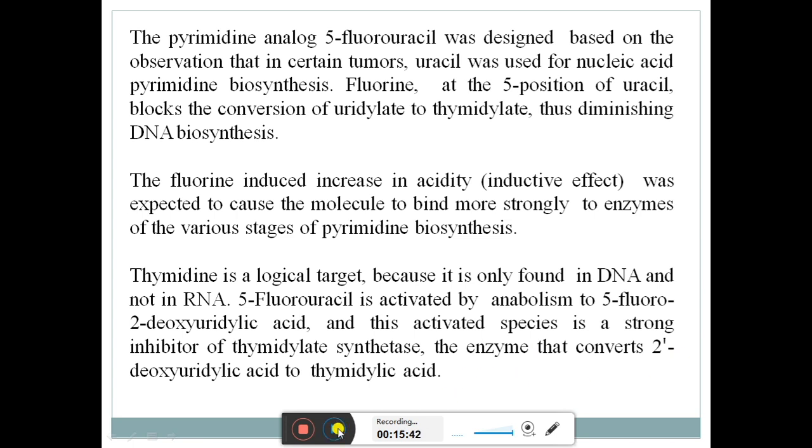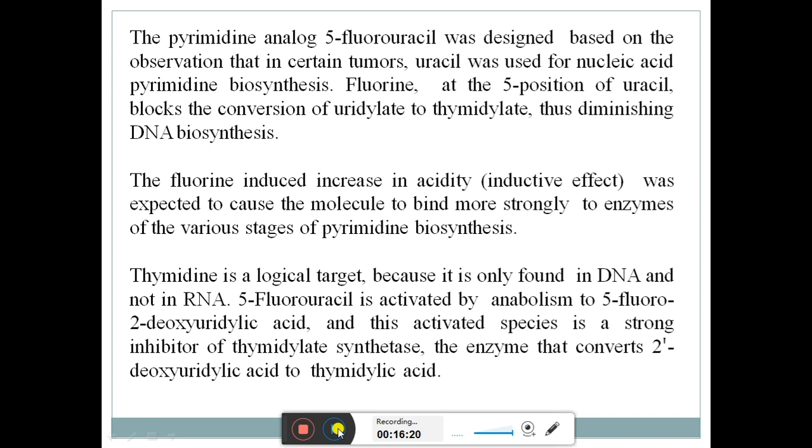The 5-fluorouracil is one having a 5-fluoro group on the uracil molecule. So it's a pyrimidine analog which is used in the treatment of certain types of tumor. It is involved in the biosynthesis of thymidine nucleic acid. Okay, so at position 5, it has a fluorine group.